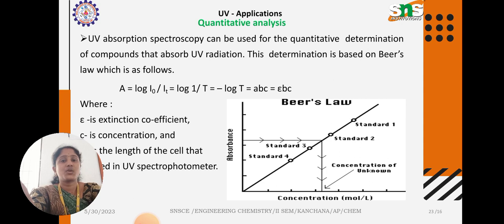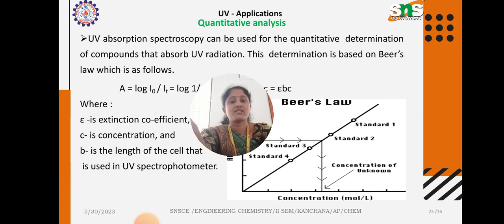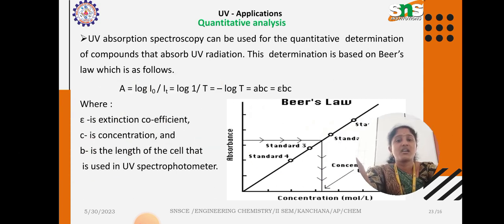Quantitative analysis. UV absorption spectroscopy can be used for the quantitative determination of compounds that absorb UV radiation. This determination is based on Beer-Lambert's law, which is as follows: A equals log I naught divided by I t, equals epsilon c b, where epsilon is the extinction coefficient, c is the concentration and b is the length of the cell that is used in the UV spectrophotometer.